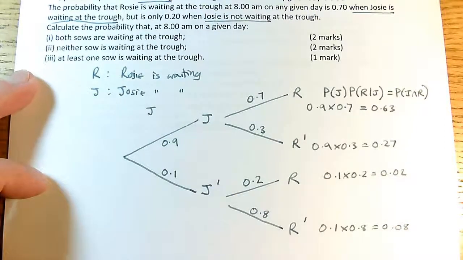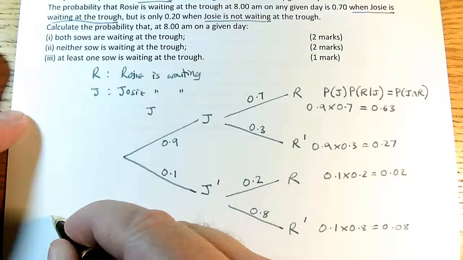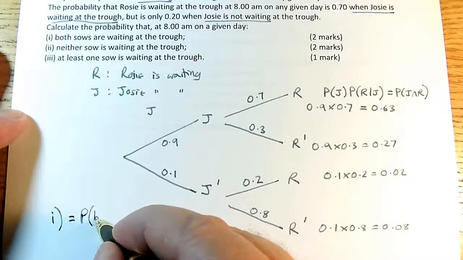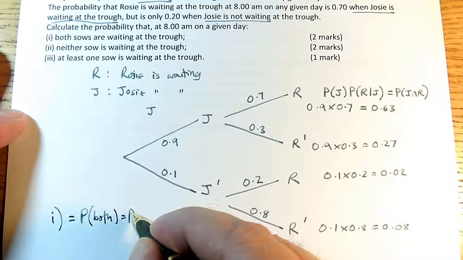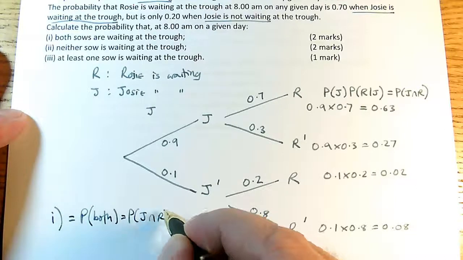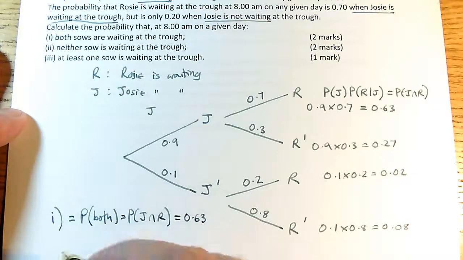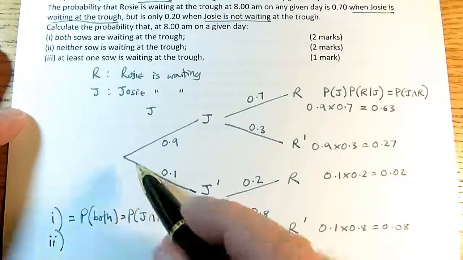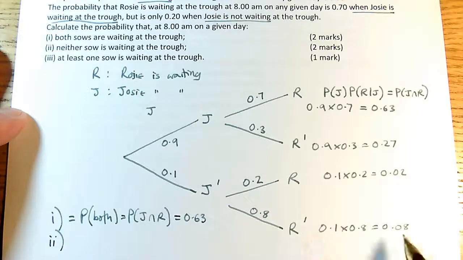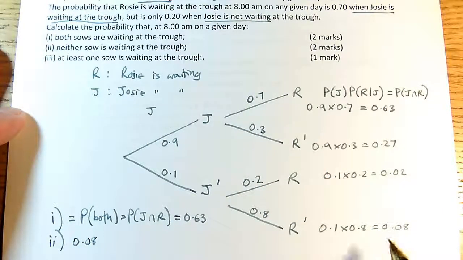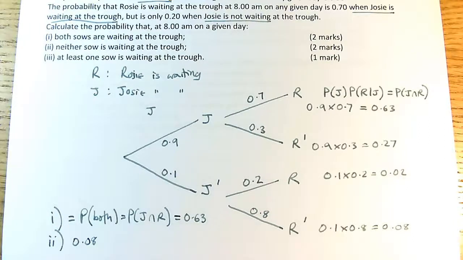Now that you've filled this in, we can actually remind ourselves of what the question was about. Part 1 of the question was the probability that they're both waiting at the trough. I could be fancy and say that's the probability that Josie's waiting and that Rosie's waiting. But either way, it's this probability here of 0.63. The second one, the probability that neither of them is waiting at the trough, well, that's this outcome here. Josie's not, Rosie's not, so that's 0.08. And if you've got the tree diagram set up like this with the calculations on the end, then it's okay to just write 0.08.